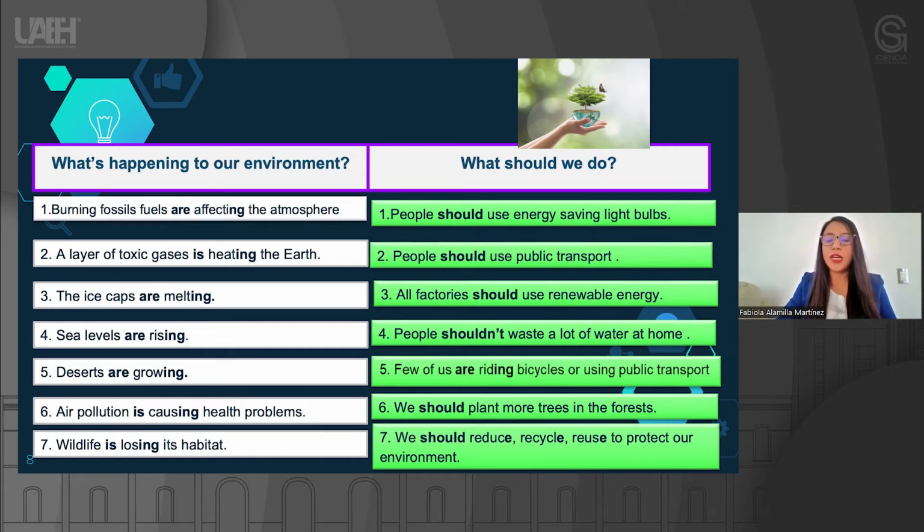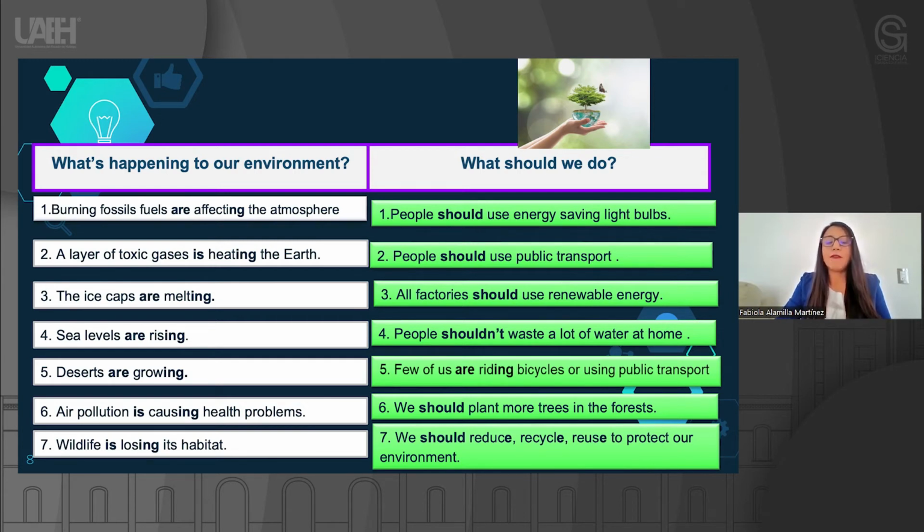You see, we're using should. All factories should use renewable resources. Now, in the other case, if we want to negate or say that something is not good to do, we may use the word shouldn't. So for example, people shouldn't waste a lot of water at home.